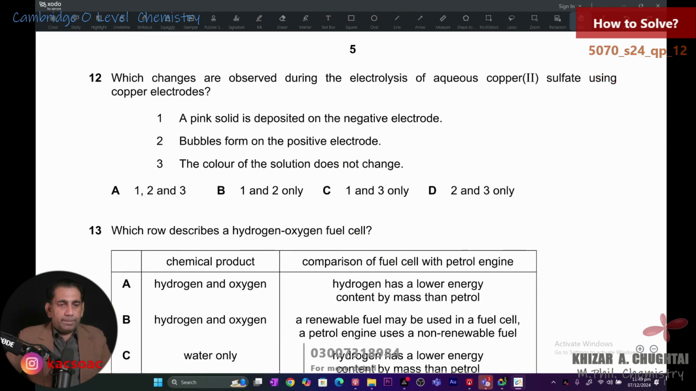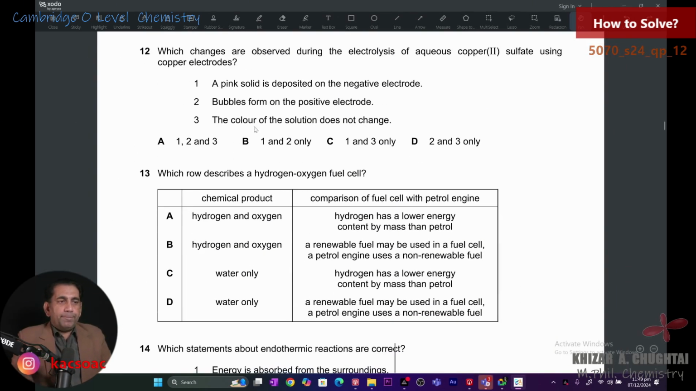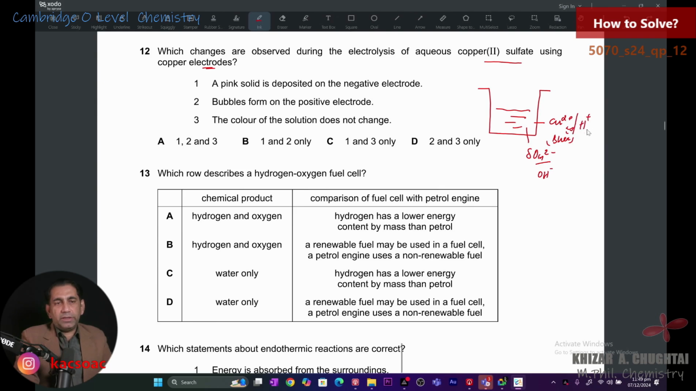Question number 12. Which changes are observed during electrolysis of copper 2 sulfate using copper electrodes? So let's suppose I'm having copper sulfate over here. That is a blue color solution because of the copper 2 positive ion aqueous, and its color is blue. And here are SO4 2 negative ions as well, OH negative ions, and H positive ions from the water. If I add two electrodes and both are made up of copper, one is the anode and the other one is the cathode.